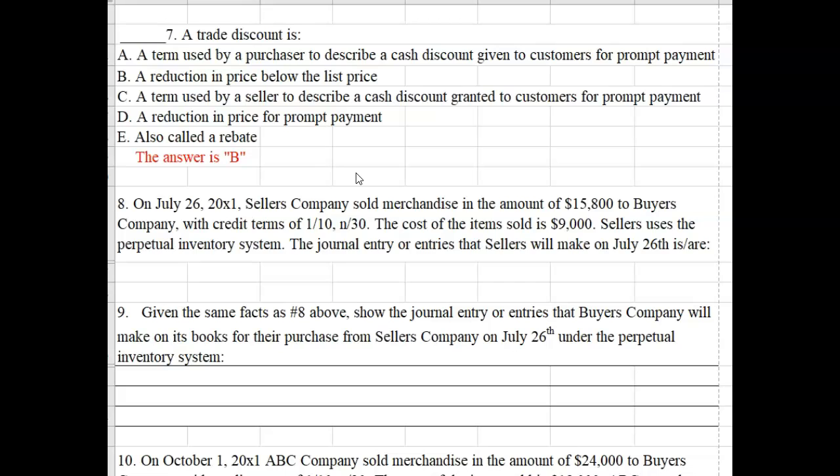And the answer is B. A trade discount is a reduction in price below the list price.